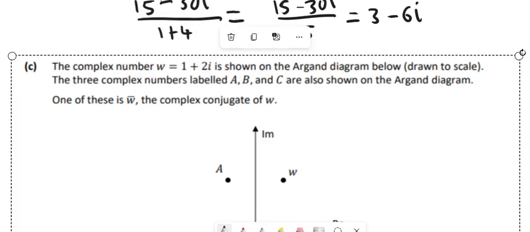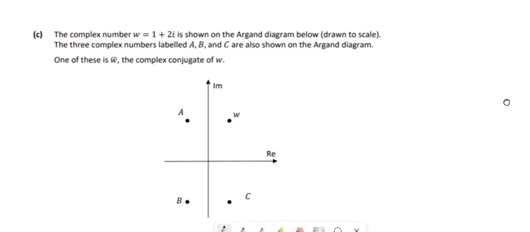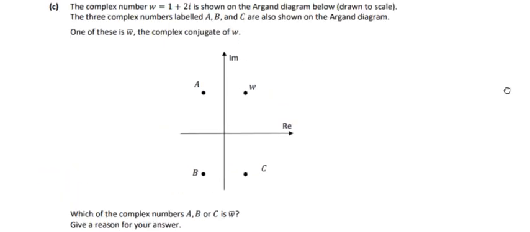Last part, so the complex number 1 plus 2i is shown on the Argand diagram below. Yeah, so it's here obviously. So that's where 1 plus 2i is. And it makes sense anyway. The three complex numbers A, B and C are shown in the diagram. One of these is w conjugate, the complex conjugate of w. So like I said in the last part, conjugate is just where you change the sign in the middle. So this one here is 1 plus 2i.